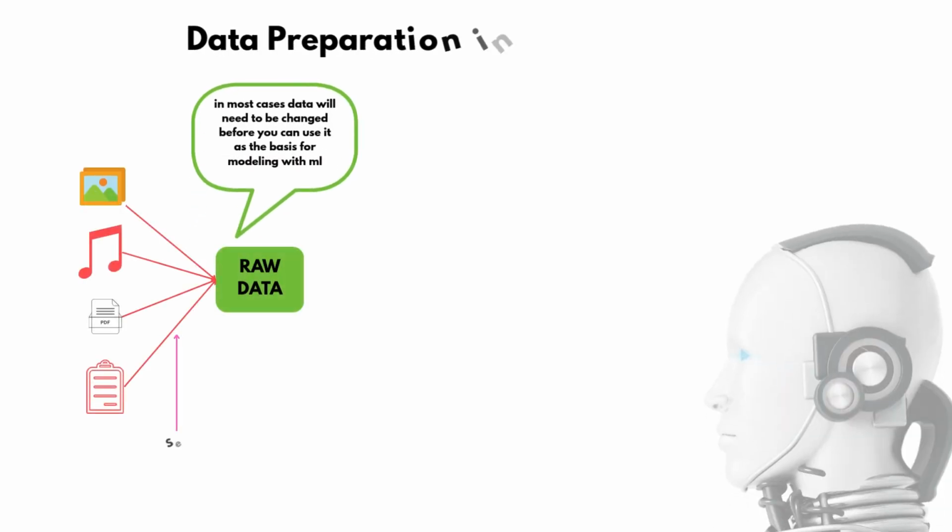Let's look at what data preparation in machine learning is. Before building any machine learning model, we need to start with data. But raw data doesn't come ready to use. It usually comes from different sources: databases, text files, PDFs, audio recordings, images, or even web APIs. Our first step is to gather and merge all this data into a single collection called raw data. However, this raw data can be inconsistent, incomplete, or redundant.